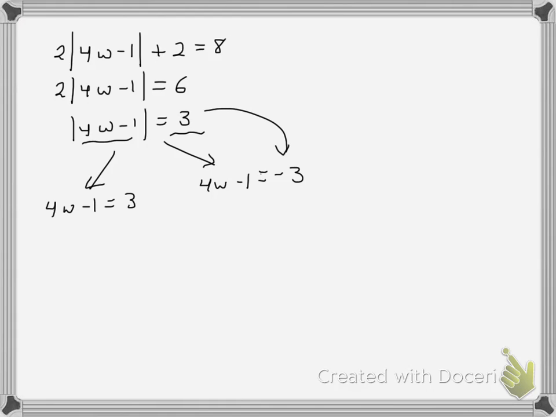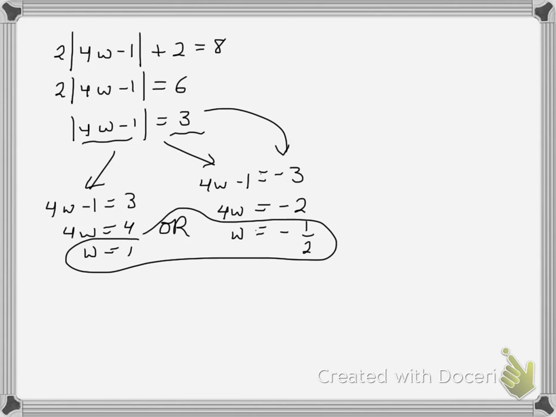And I've explained several times why that is the case. Think back to your number line. Solving each of these, I'd add 1. So divide, and that's my first answer. Or adding 1, -3 plus 1 is -2. Divide, equals -2/4 or -1/2. So my answer would be these two solutions right here.